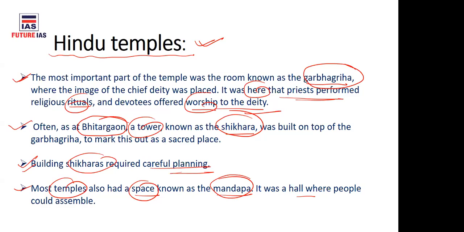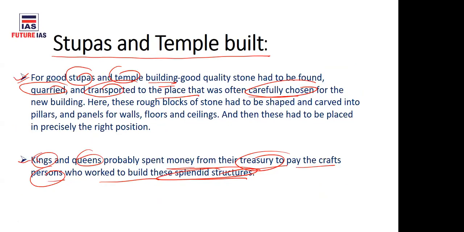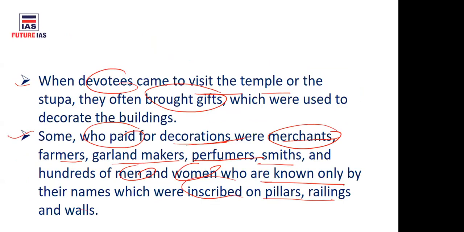And there is another space called the mandapa, where the devotees used to assemble and pray, right? And you must understand, these stupas and temples were beautifully and scientifically carved, and even the kings and queens spent money from the treasury to pay the craftspeople. All right. And even today, the devotees who visit the temples and stupas bring lots of gifts, and these gift items used to decorate the stupas and temples during that period.